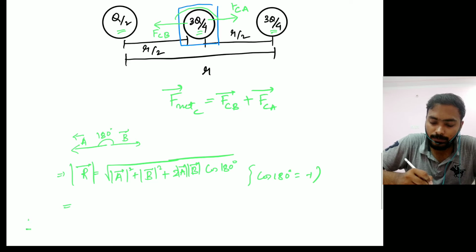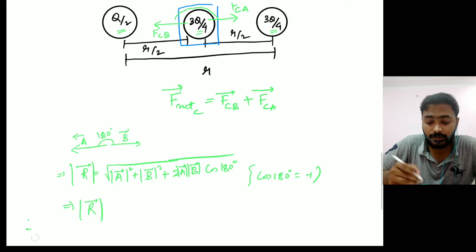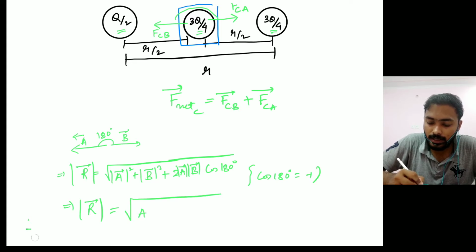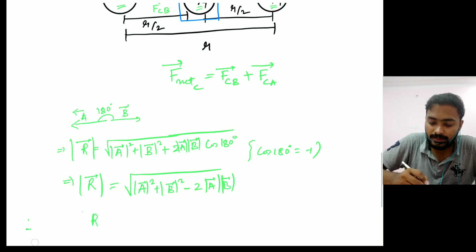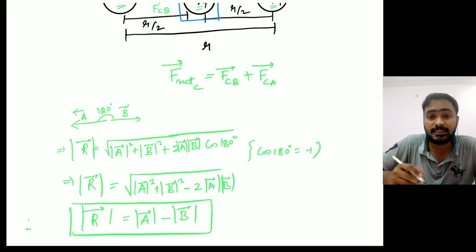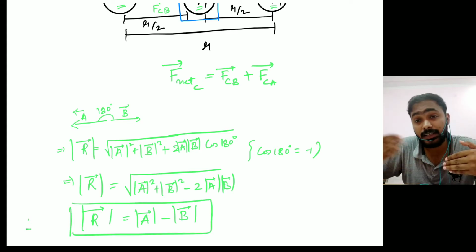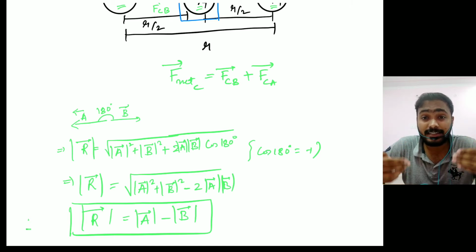So when you put it over here, you will get the resultant vector magnitude equal to a vector magnitude whole square plus b vector magnitude whole square minus 2 a vector b vector magnitude. And this is simply (a minus b) whole square, and the resultant vector comes out to be a vector minus b vector. So this is the clear result: first vector minus the second vector is your resultant vector.